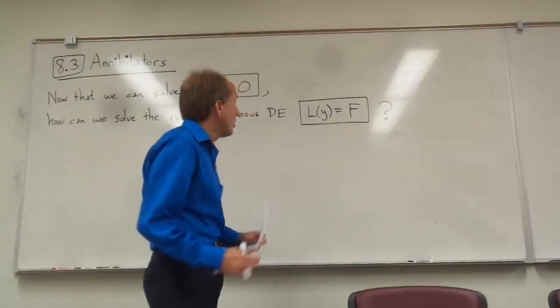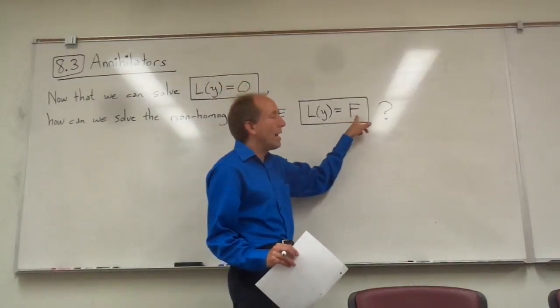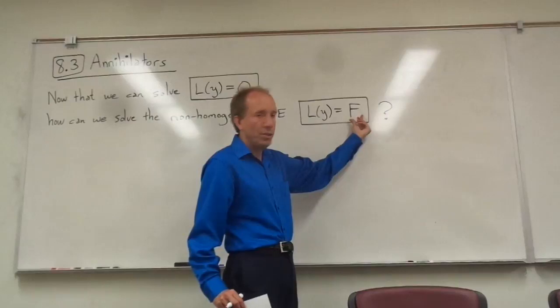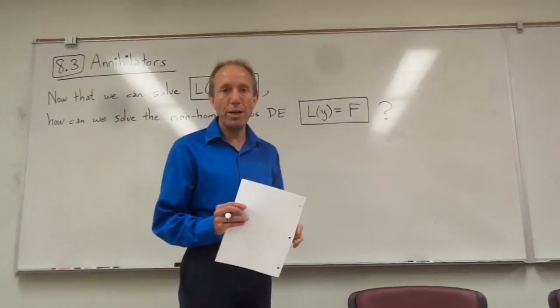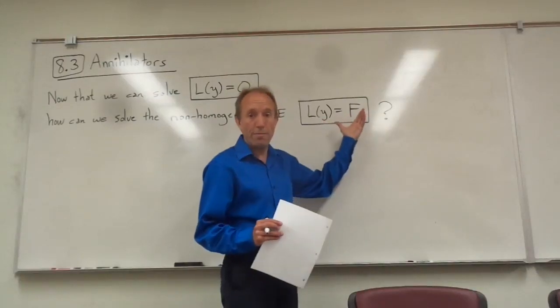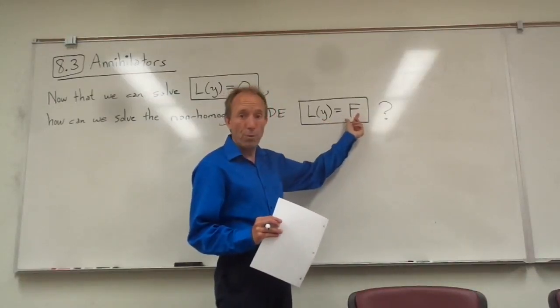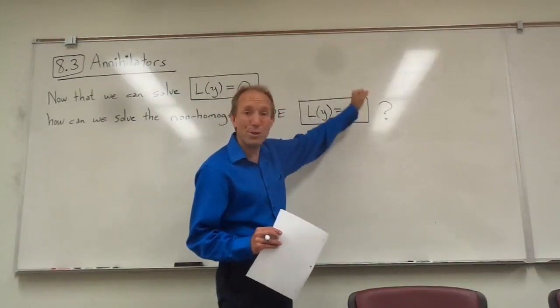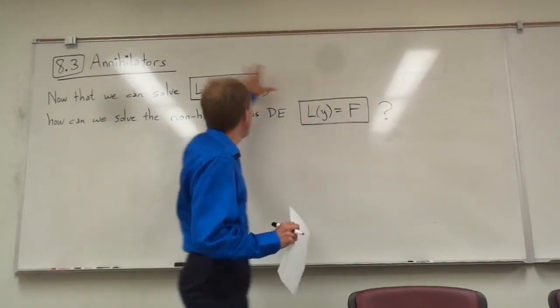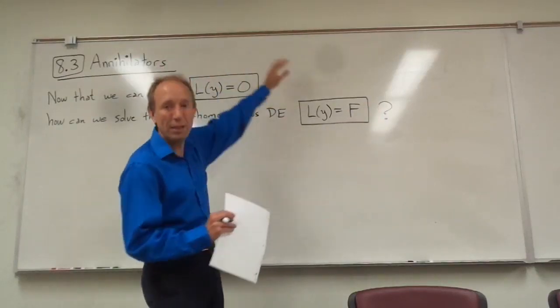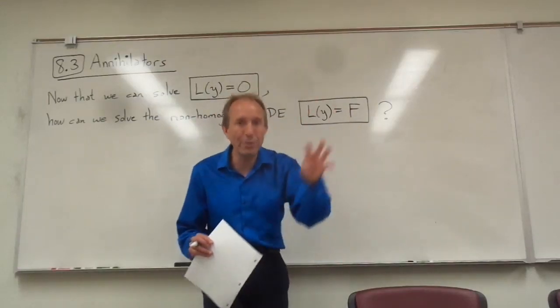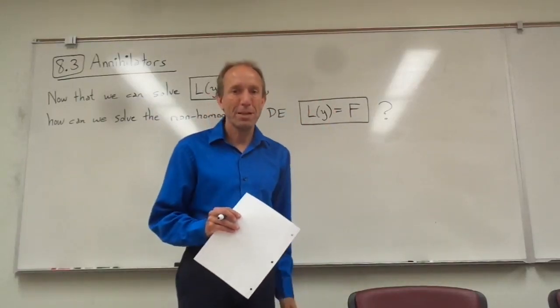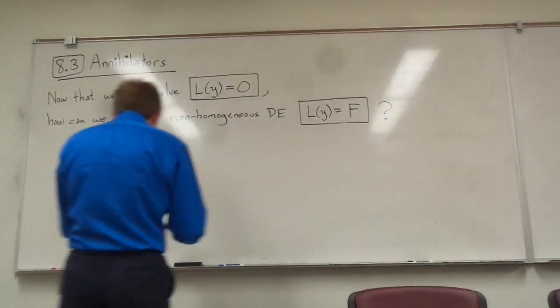So we're going to talk a little bit about how to annihilate functions that might appear on the right-hand side of this non-homogeneous differential equation. If we can find annihilators for that right-hand side, we can turn it into a 0. And then we'll be able to go back and use what we already learned about how to solve differential equations that have a 0 on the right-hand side. That's the idea. So let's see if we can do this.